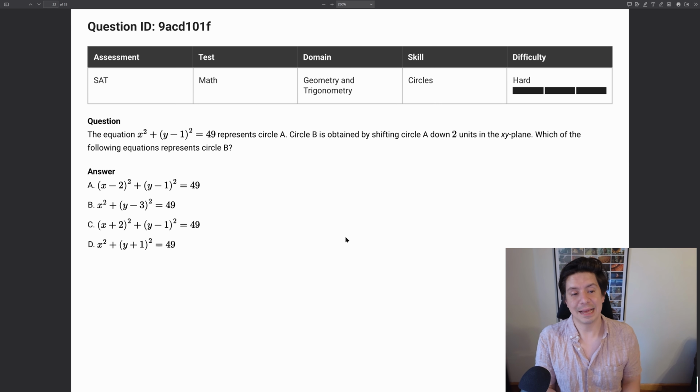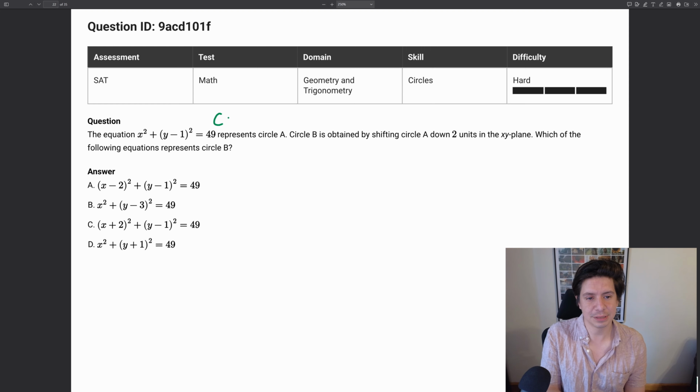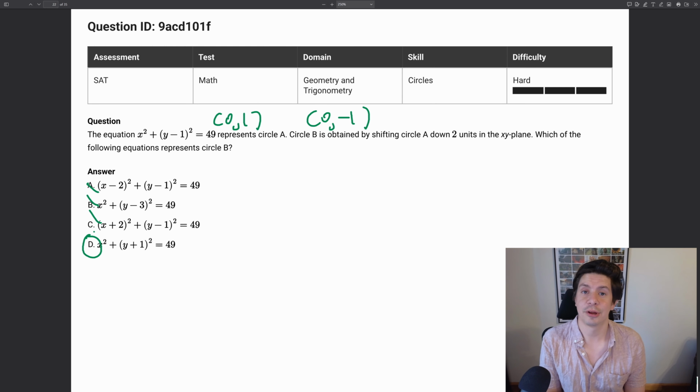So we're shifting down 2 units. Right now our center is (0, 1). Our new center is going to be (0, negative 1), so we're going to be adding 1 to y instead of subtracting it. The only one that does that is D, and that'll be our answer, okay?